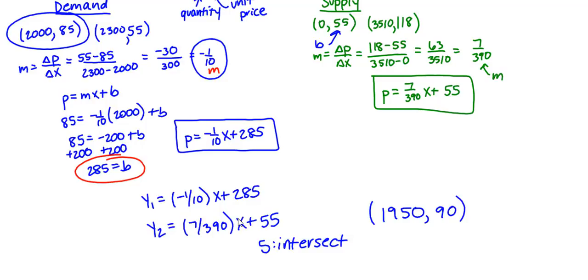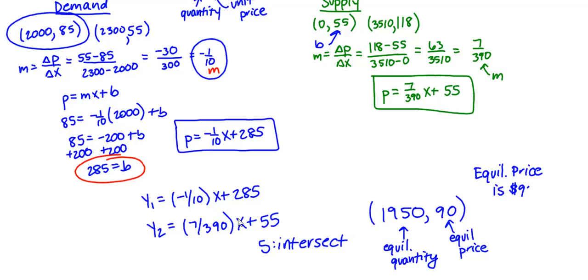Okay, so this x-coordinate, x was representing quantity, so this is the equilibrium quantity. And then the y-coordinate is actually the p-coordinate representing price. So this is the equilibrium price. Okay, so since p was representing the price in dollars, we would say that the equilibrium price, because that's what we were being asked to find, is $90.